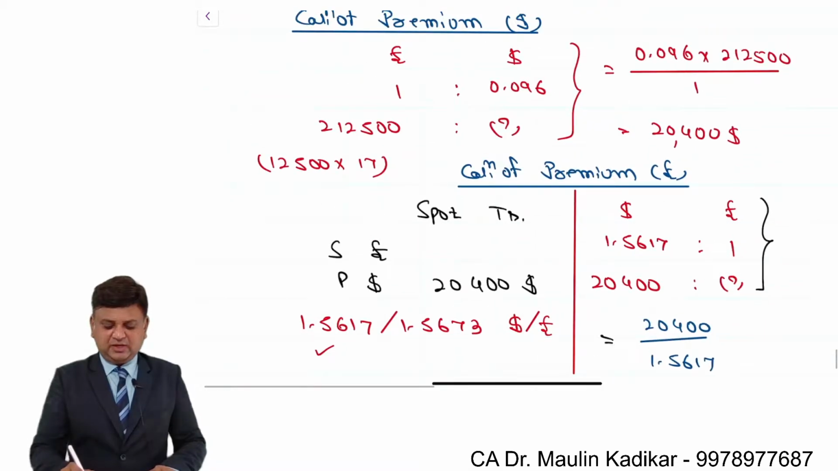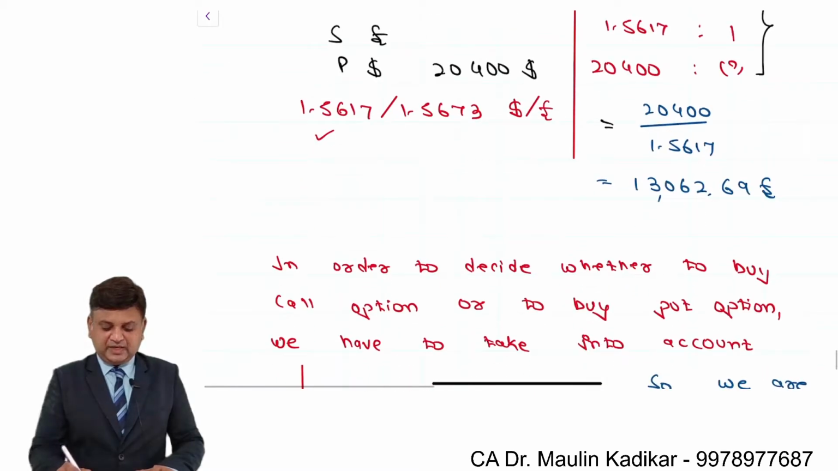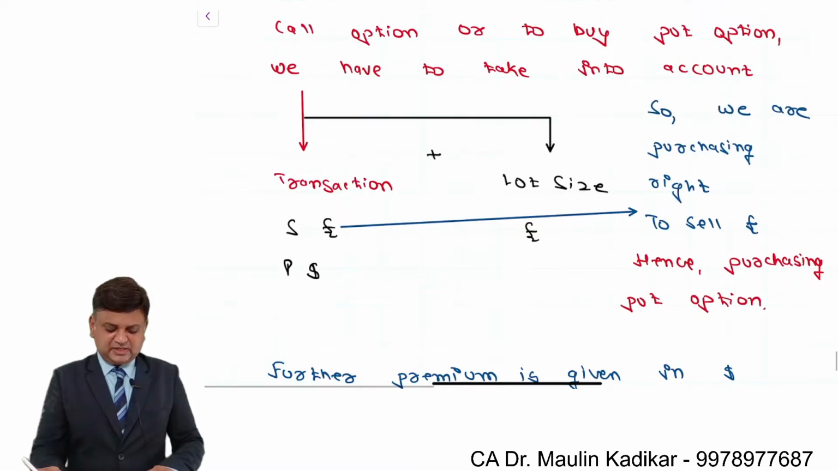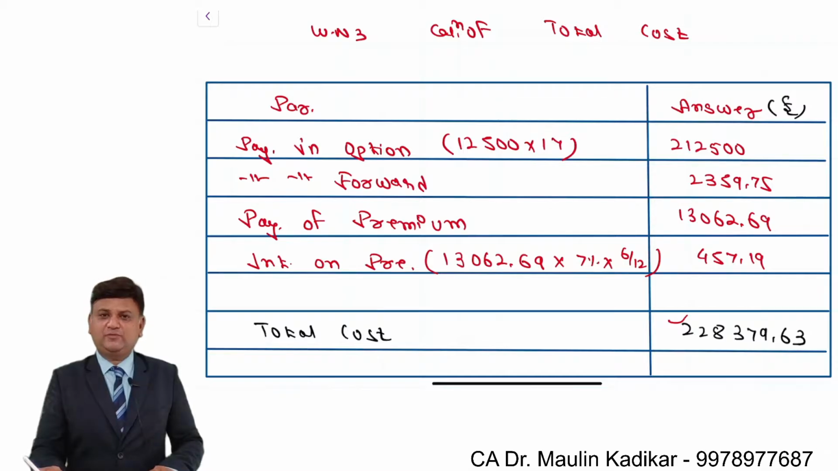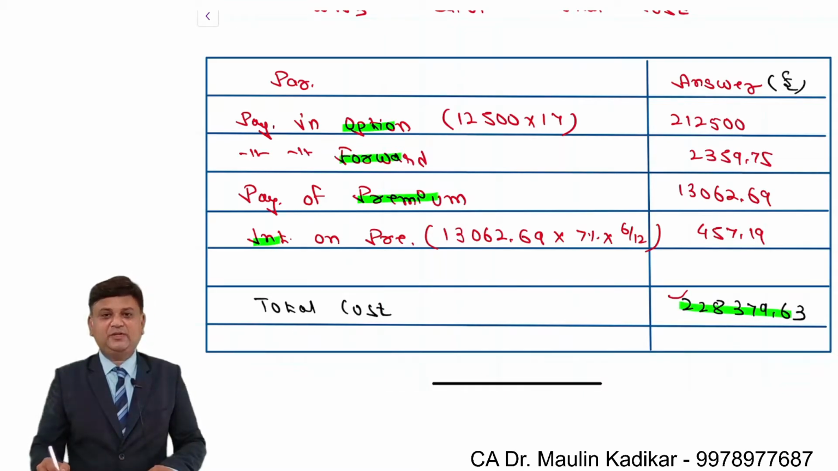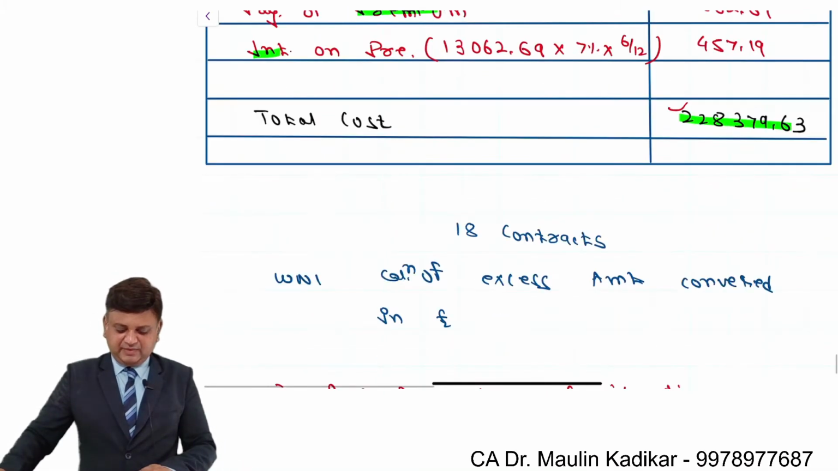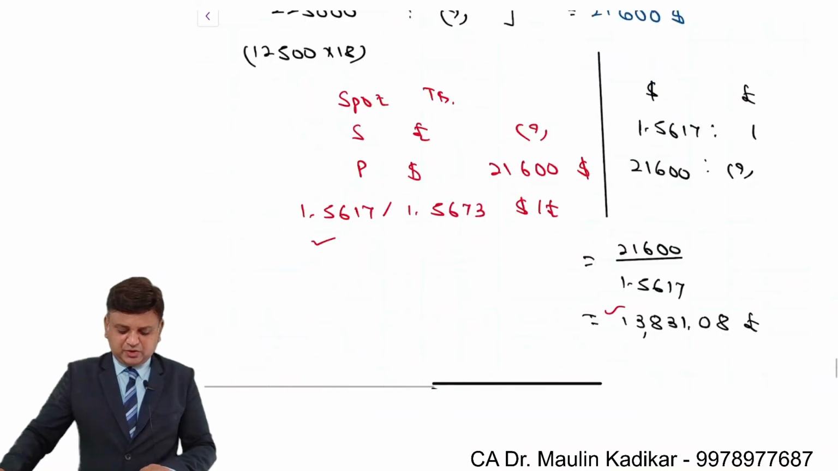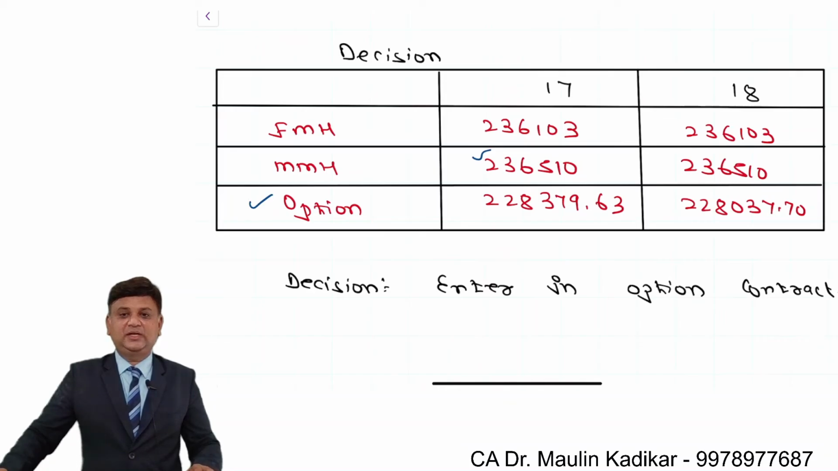Amount of the premium is calculated in foreign currency because the premium is provided in foreign currency. Then using the spot transaction, we are making the payment in domestic currency. Then lastly the calculation of total cost: payment in option, payment in forward, payment of premium, interest on premium. That is the way the total cost is calculated. This is what we understand. And finally we make a comparison of the three alternatives and we select the alternative which has the least cost. That is what we understand.